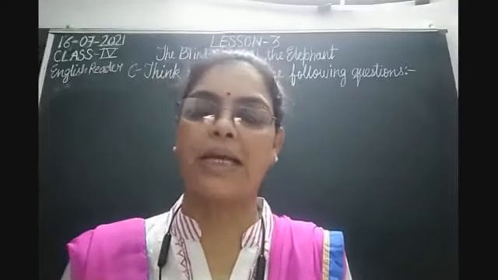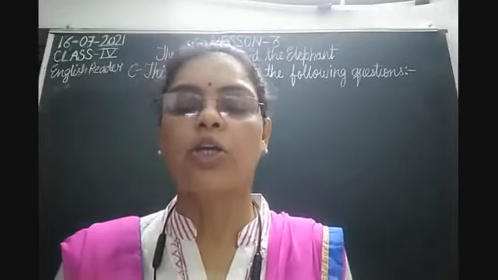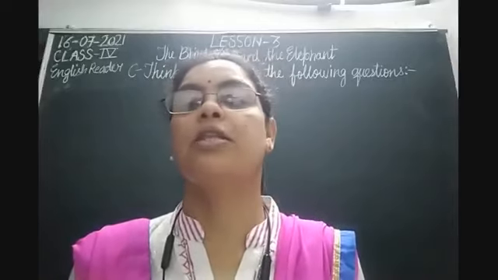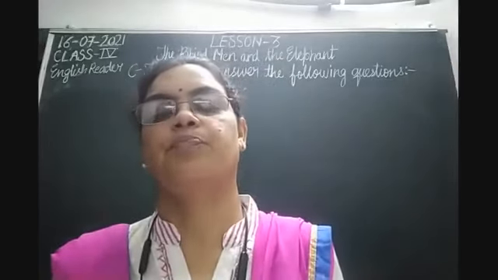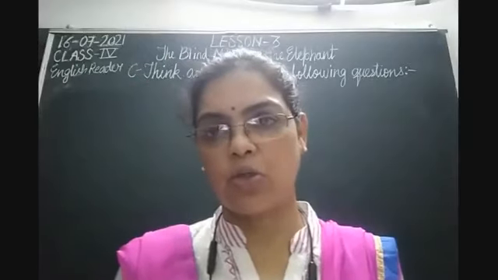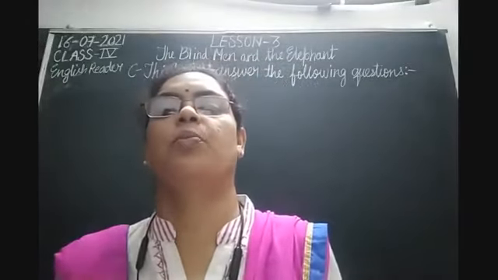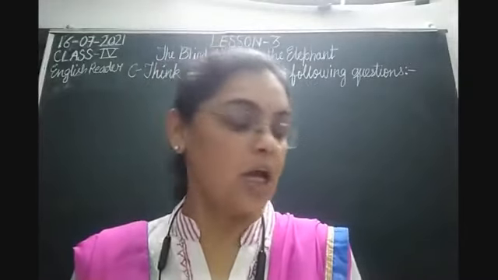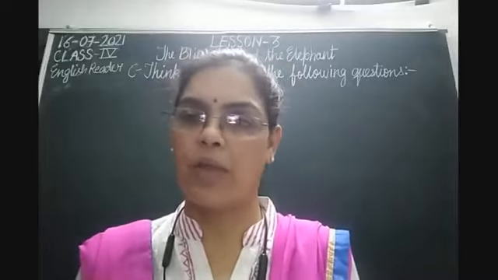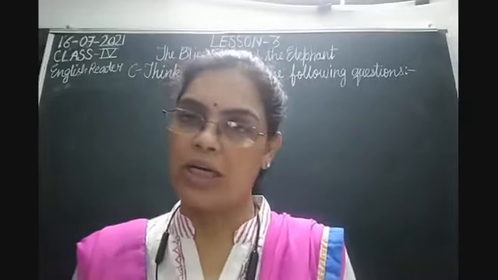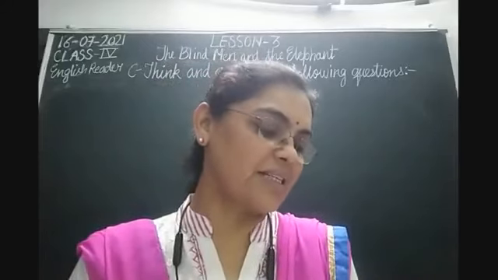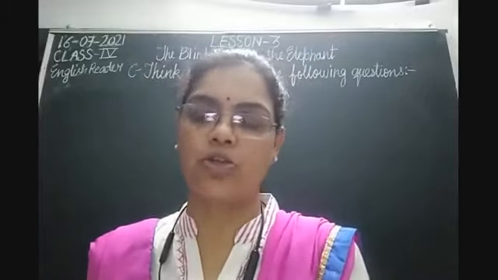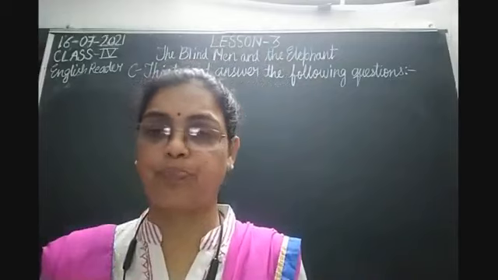So all of you, please take out your English notebook and your Wordsworth English Reader book. Turn the page to page number 20, lesson 3, The Blind Man and the Elephant. Today I'm going to read the lesson for you, revise exercise A and B, and then continue with exercise C. So all of you, please listen to me as I read this lesson for you.